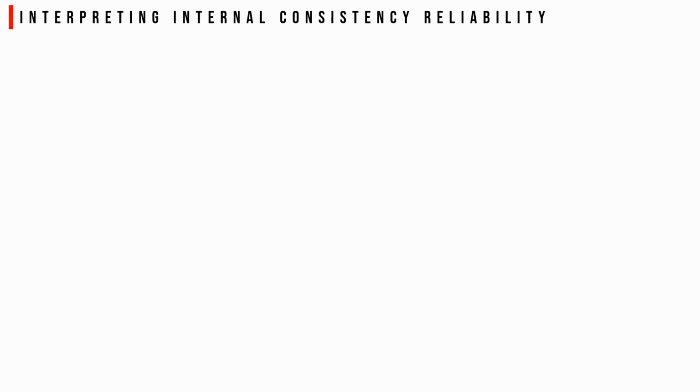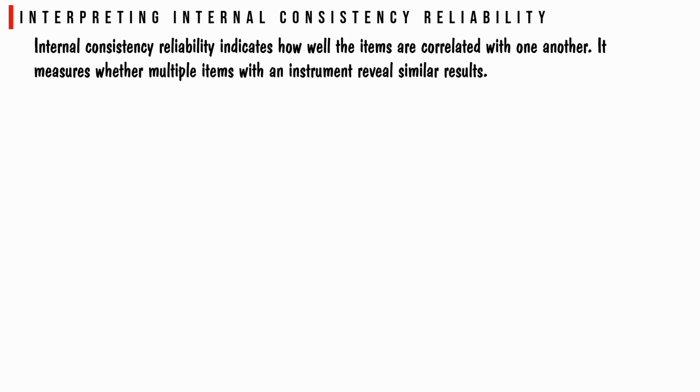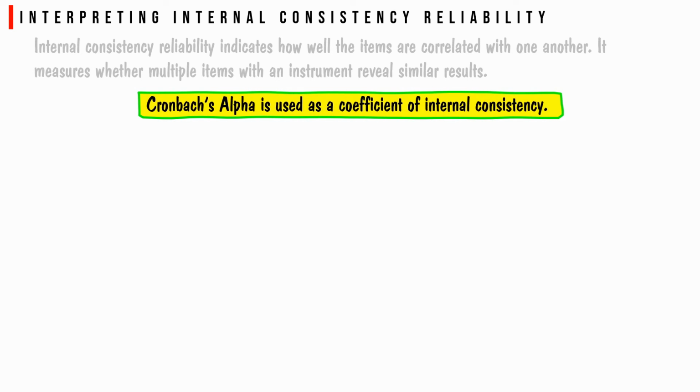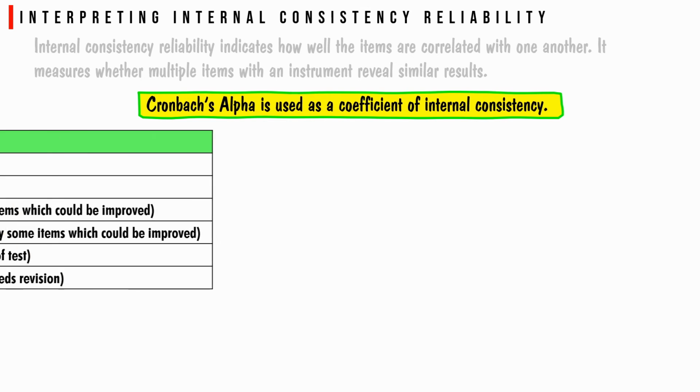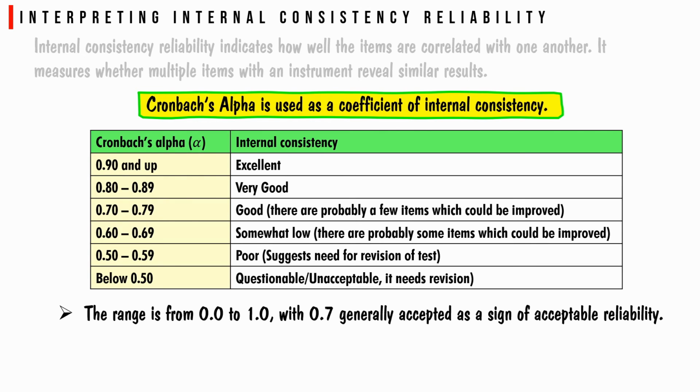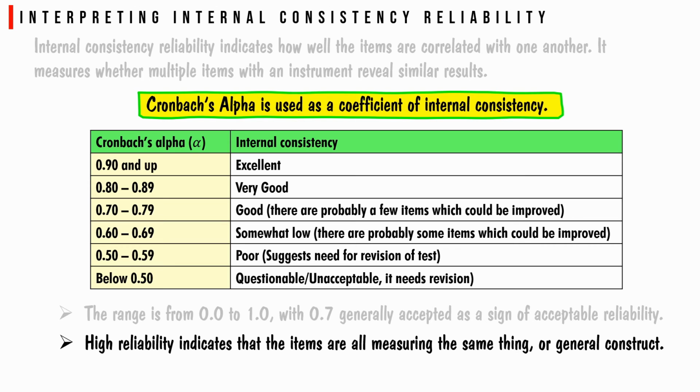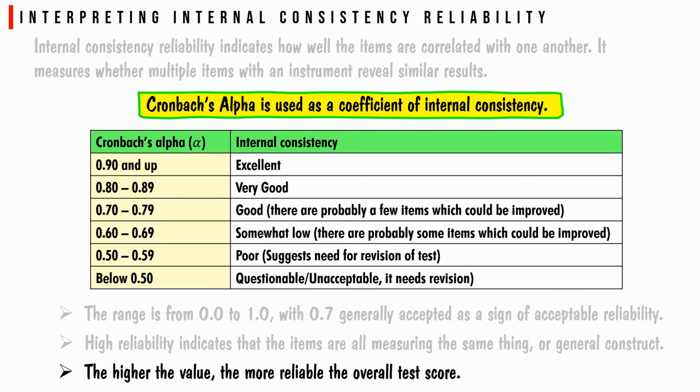Now, interpreting internal consistency reliability. We have already discussed that internal consistency reliability indicates how well the items are correlated with one another. It measures whether multiple items within an instrument reveal similar results. Cronbach's alpha is used as a coefficient of internal consistency. The range is from 0 to 1, with 0.7 generally accepted as a sign of acceptable reliability. High reliability indicates that the items are all measuring the same thing or general construct. The higher the value, the more reliable the overall test score.